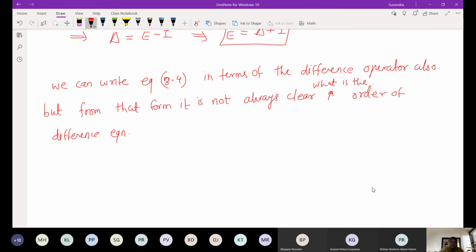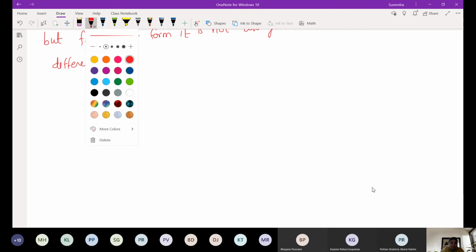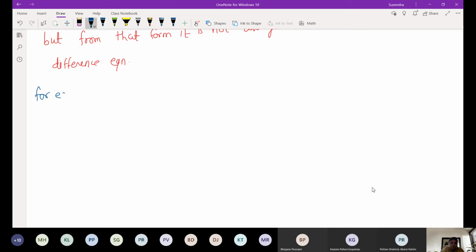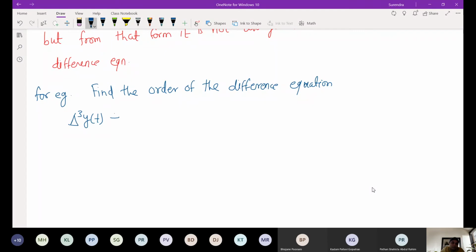For example, find the order of the difference equation delta cube yt plus 3 delta square yt plus delta yt minus yt is equal to r of t.